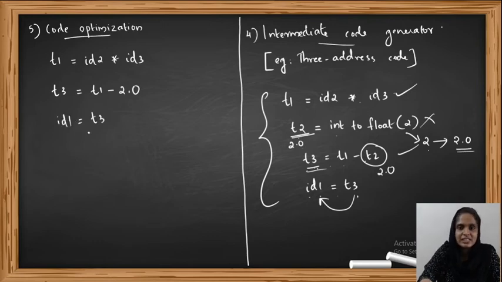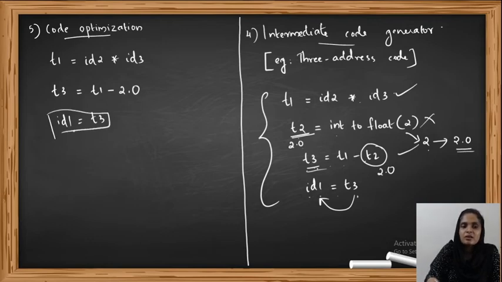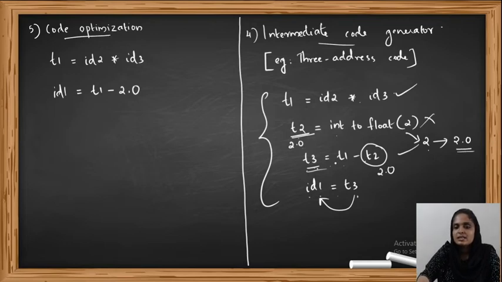But just look here. This is just one extra unnecessary step, right? Instead of writing like this, we can simply write ID1 here. Isn't it? We can just eliminate this step and write ID1 directly here. Just look here. T3 is equal to T1 minus 2.0, but this T3 is nothing but ID1. So instead of using another temporary variable T3, we are directly giving ID1 there. Now this is our optimized code.